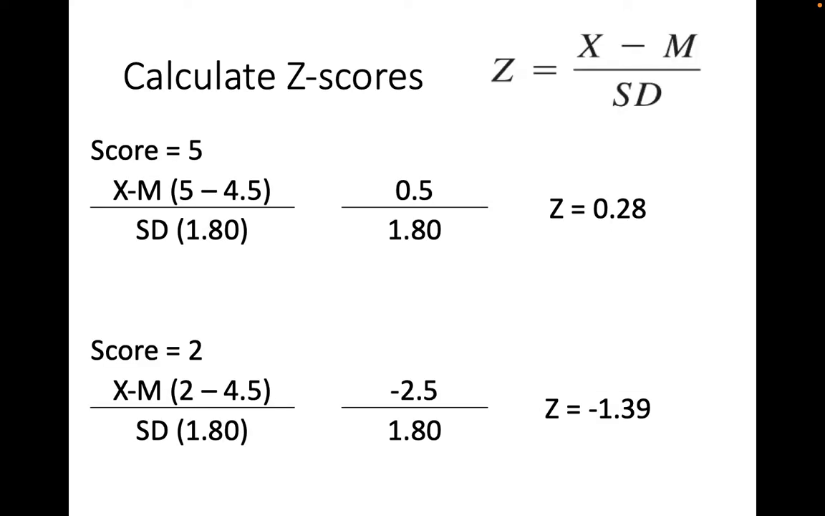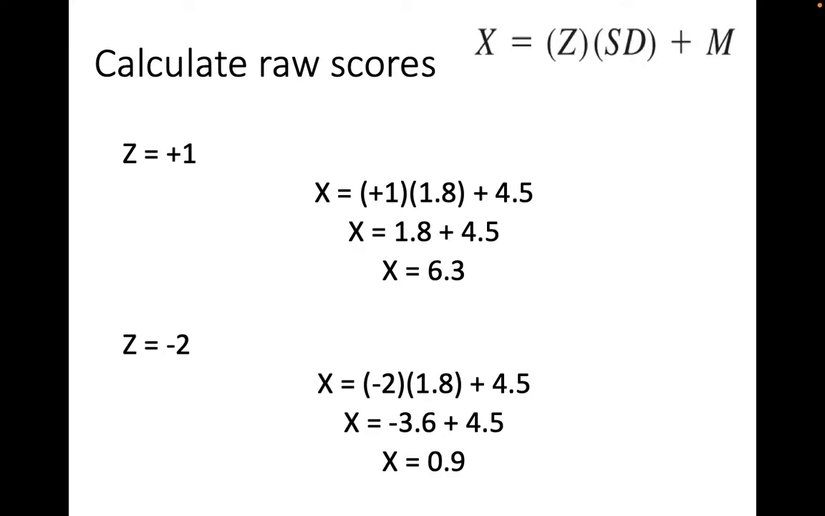Okay, so here's the answers for calculating the z-scores. So a score of 5 is associated with a z-score of 0.28, and a raw score of 2 is associated with a z-score of -1.39. Using the raw score formula, a z-score of +1 is equivalent to a raw score of 6.3.